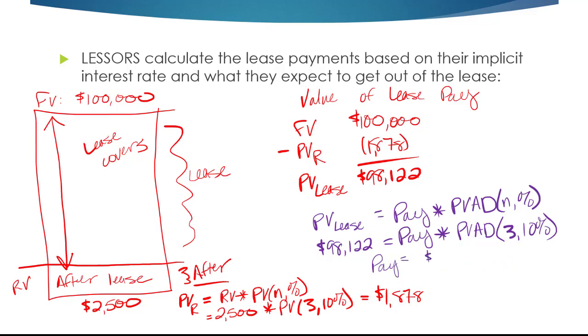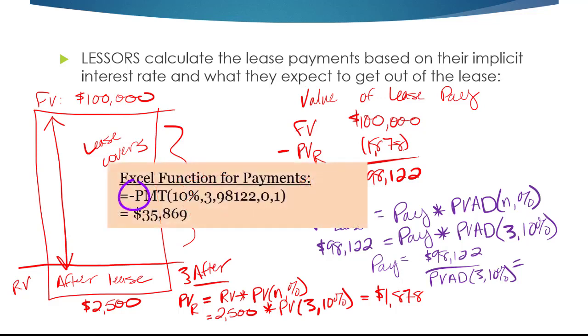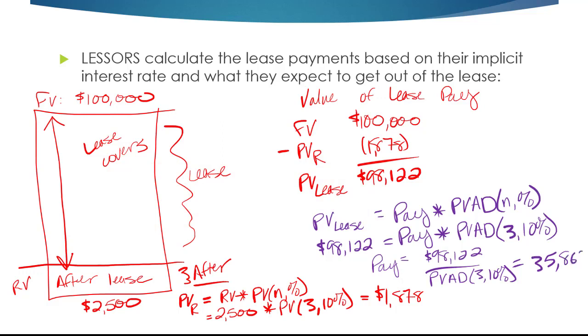And you can do that a couple of ways. You can take the 98,122 divided by a factor from a present value of an annuity due table. Or you can put it into your calculator. You can put it into Excel. If you put it into Excel, the command is payment, PMT, and make sure you put in a negative sign because all present values come up as negative in Excel. But if we do that, the payment would need to be $35,869 from any of those methods. Give or take a couple bucks. Anytime you're doing present value, you have to be forgiving of rounding.